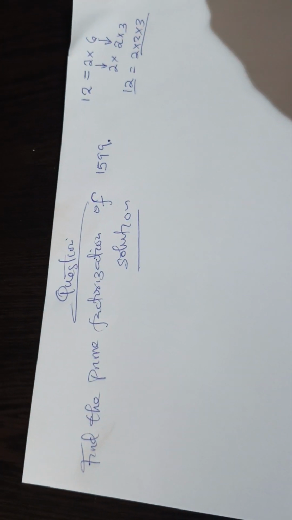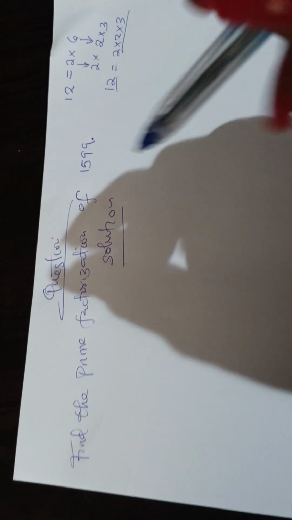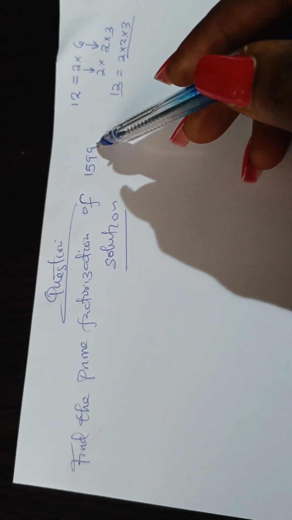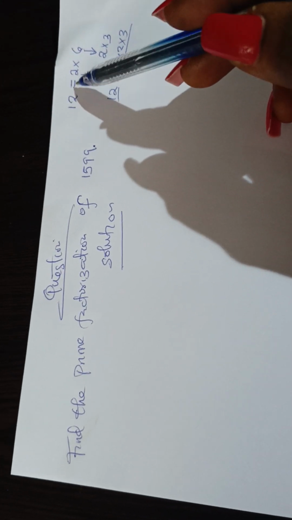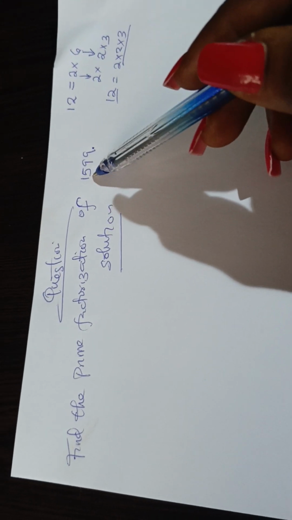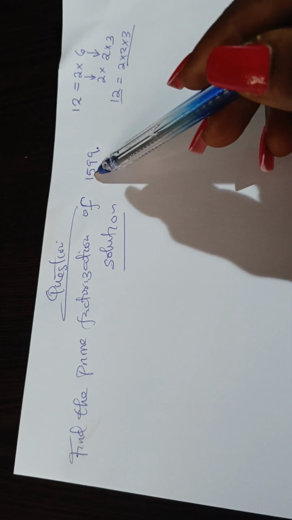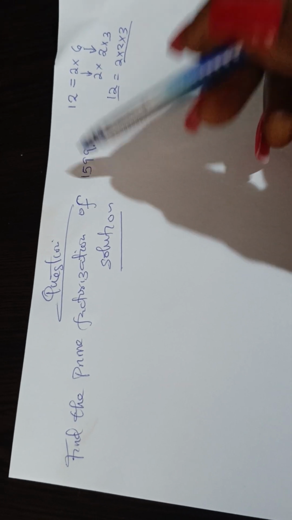We are asked to find the prime factorization of 1599. But 1599 is quite a big number, right? So it will be very difficult for us to start expanding it or thinking of numbers that can go into this. Already we know that 2 cannot go here.